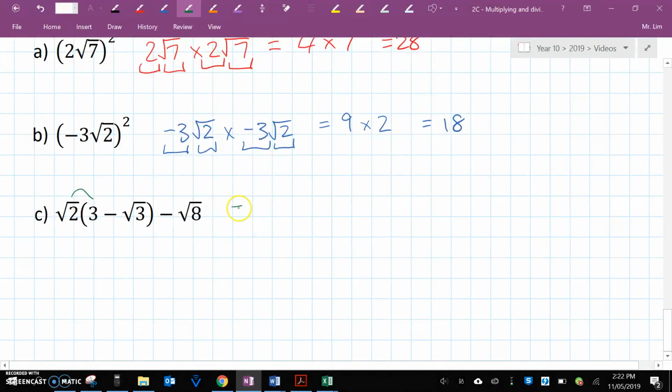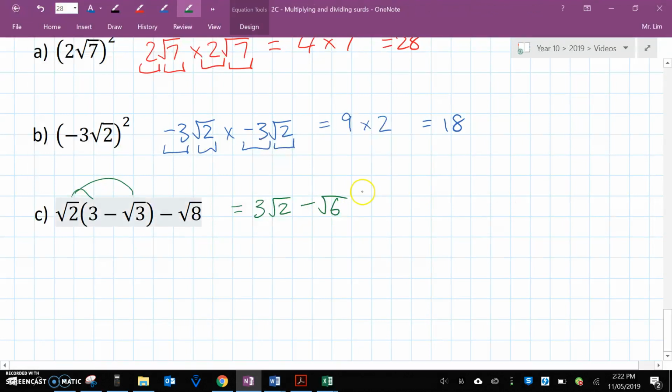Root 2 times 3 is 3 root 2. Remember, it's not root 6 because this 3 is not underneath the square root sign. Root 2 times minus root 3 is minus root 6. Here we can multiply them because they're both underneath the square root sign. Minus root 8.